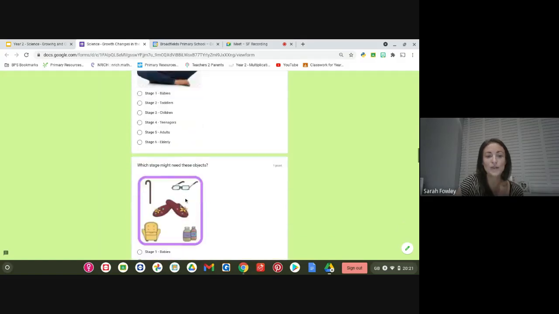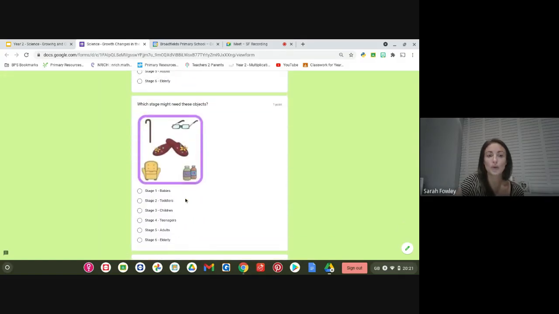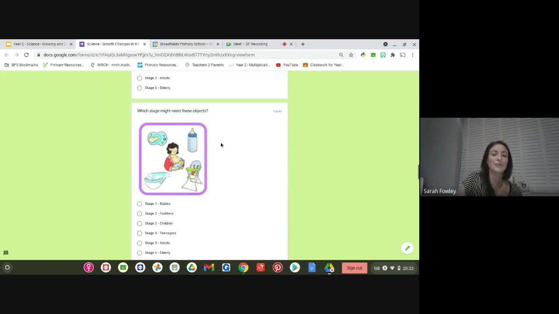Once you've answered those questions, you're going to choose what stage might need these objects. So it's in the same order as the first questions. Who do you think might need a walking stick, some glasses, a comfy chair, some slippers, and some medicine? Lots of stages might need these things, but the majority of which stage, who most do you think might need these objects? And that's the same for the next pictures.